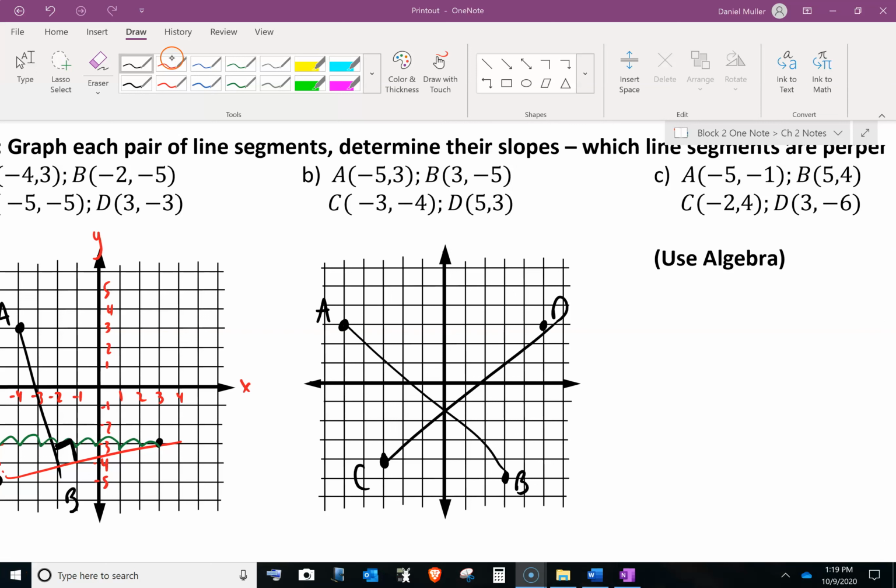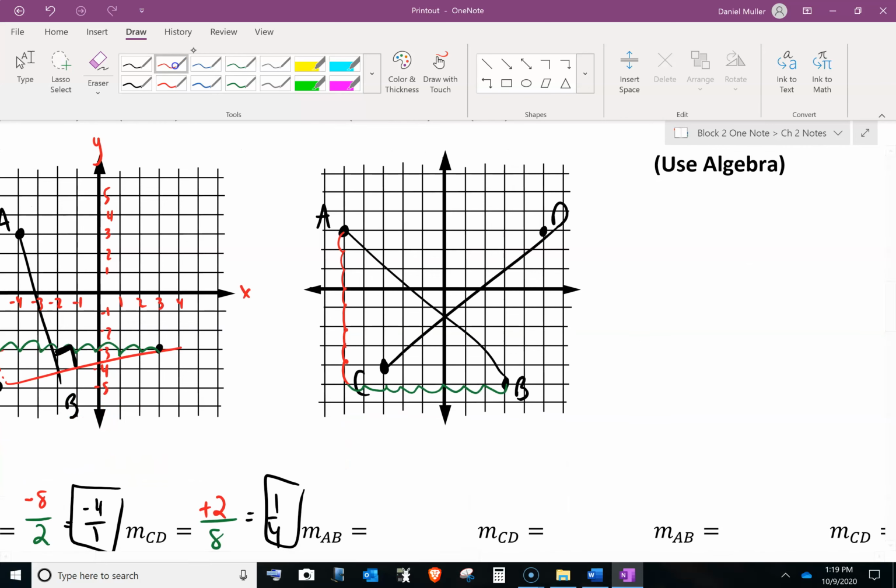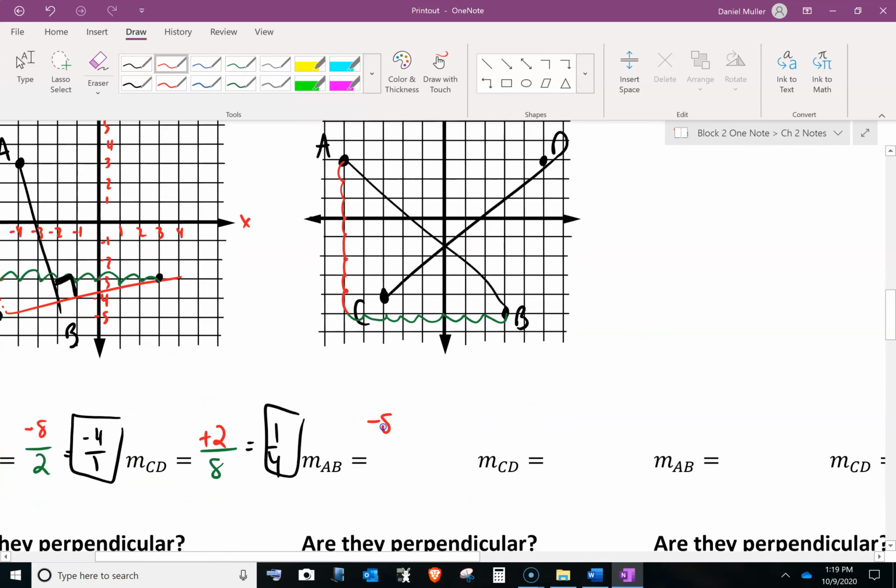So let's do the slope. We'll start with line AB here. 1, 2, 3, 4, 5, 6, 7, 8. 8 down, and 1, 2, 3, 4, 5, 6, 7, 8. Right. Okay, so we have 8 down, so -8, and 8 right, so that's going to be a +8. So -8 over +8 is just going to be a -1 over 1. You don't even need to write that one. You could just write -1.